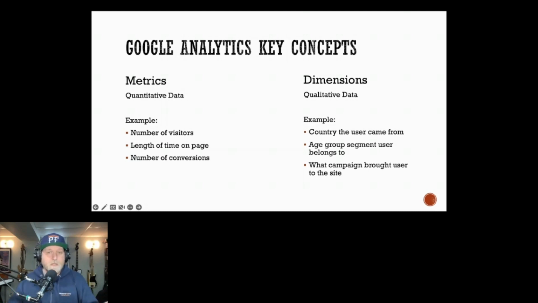What country did the user come from? What age group segment do they belong to? What campaign brought the user to the site? What device are they using to check out our community? Metrics and dimensions. That's everything breaks down to either a metric or a dimension in Google Analytics.